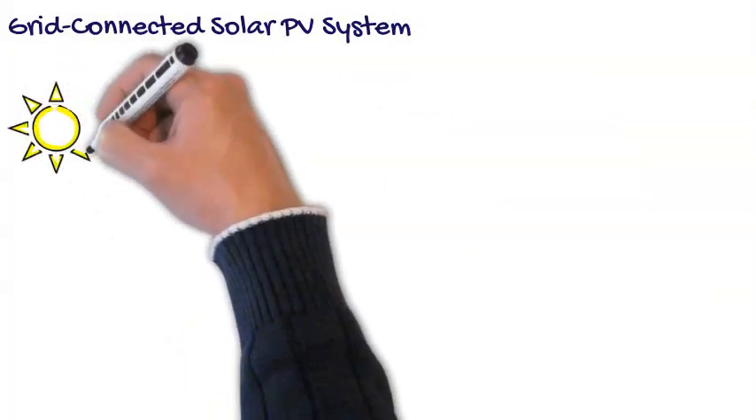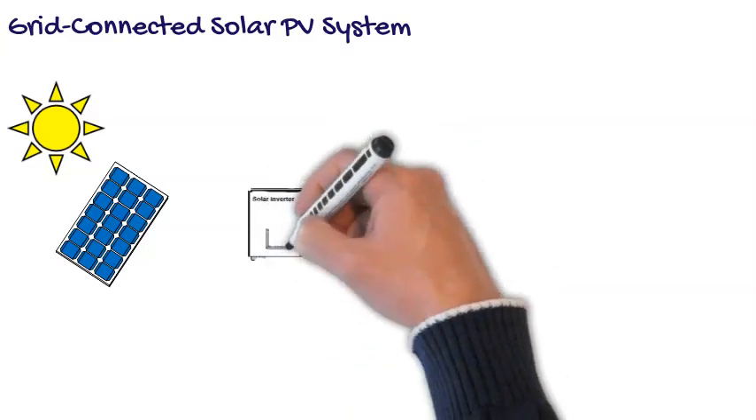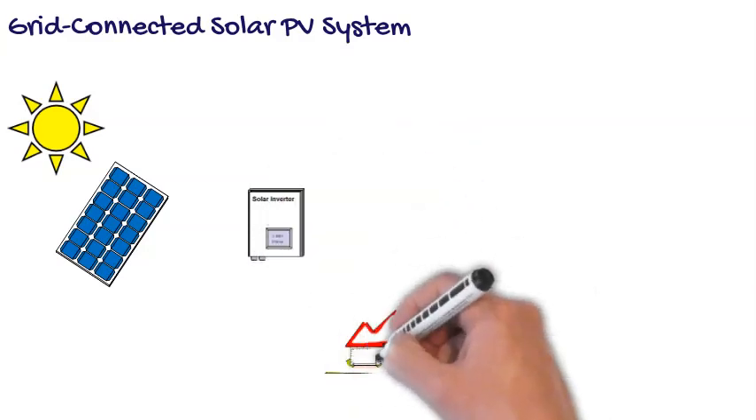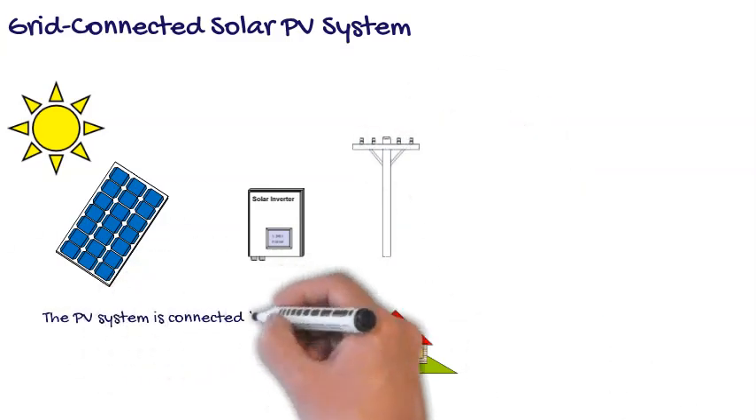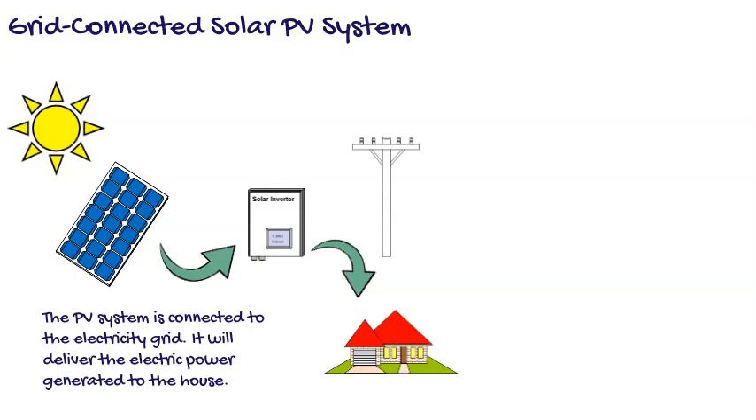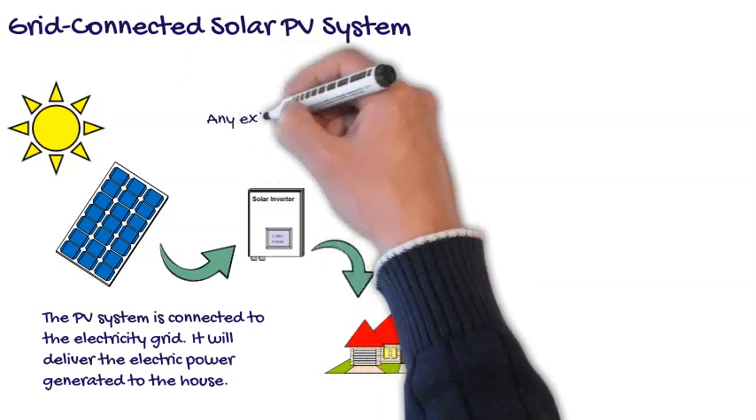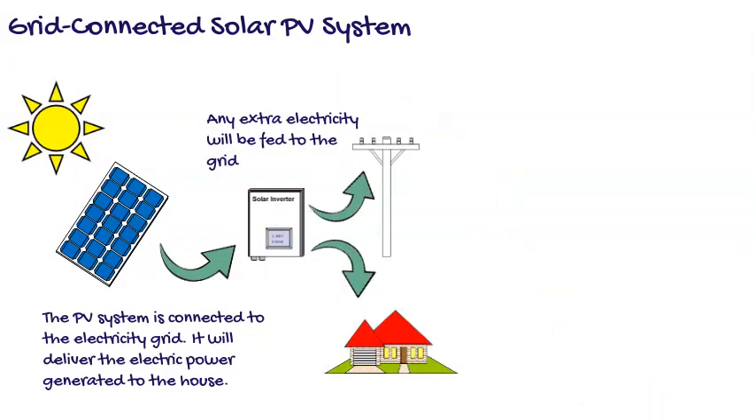Grid-connected solar PV system. The grid-connected PV system typically comprises multiple PV panels and inverters. The system is simple and can be installed very fast. The installation, however, should be carried out by a professional electrician. The PV system in this case has a connection to the electricity grid. It will deliver the electric power generated to the house. Any extra electricity will be fed to the grid.